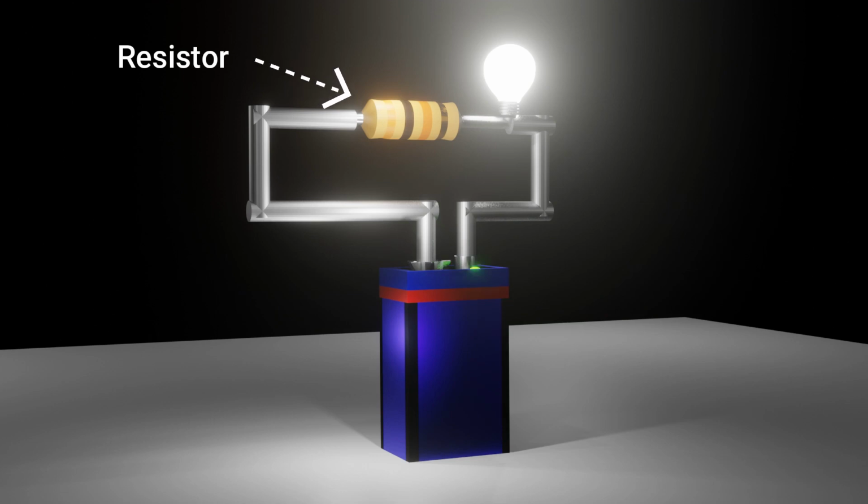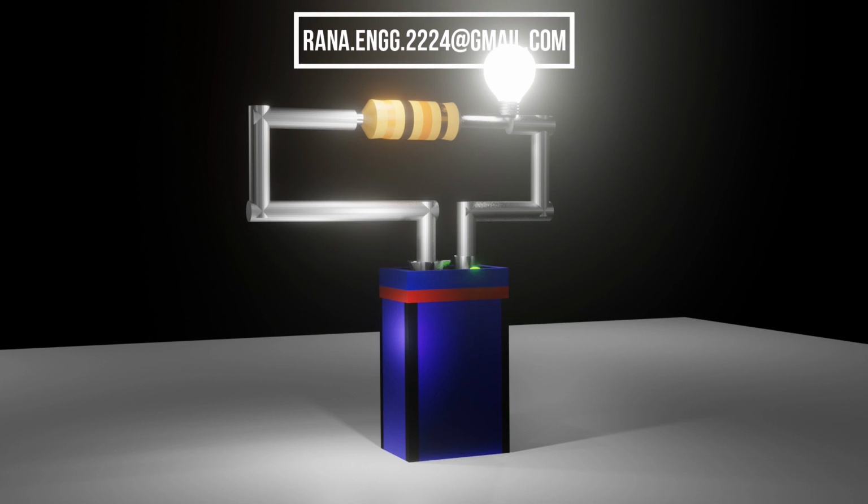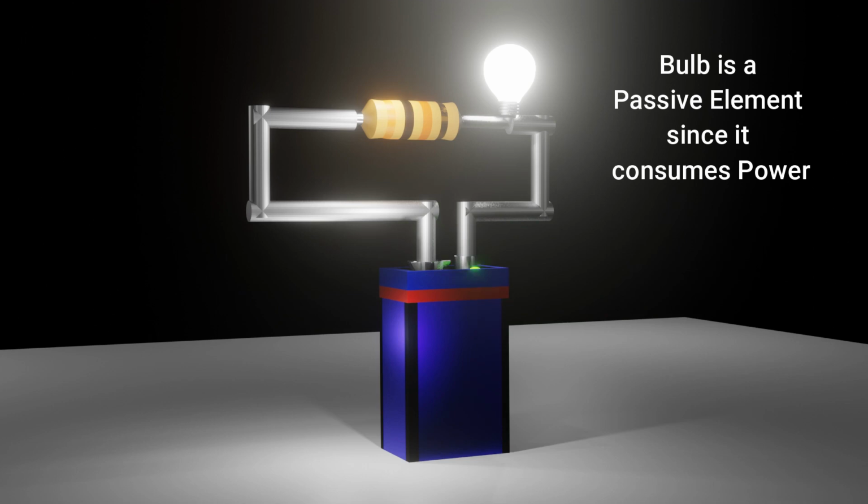A resistor opposes the current, and it dissipates the power in itself. So that's why a resistor is a passive element. Bulb also consumes the energy and gives out the light. That means bulb is also a passive element.